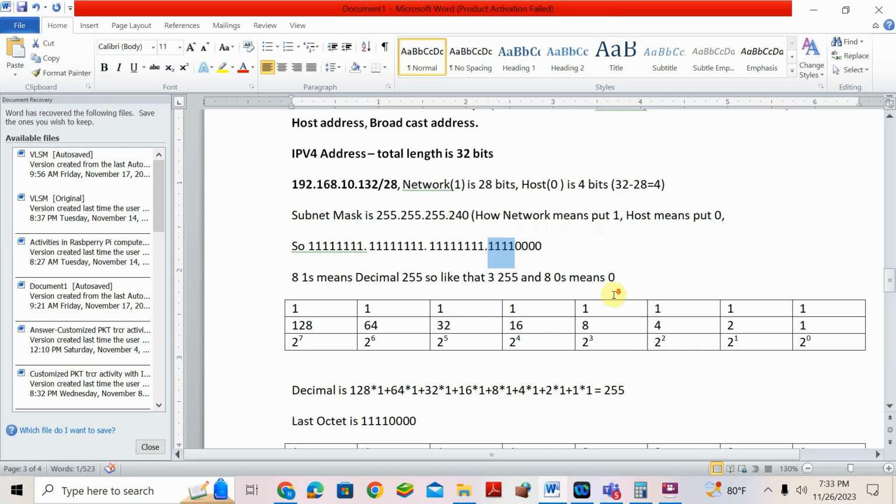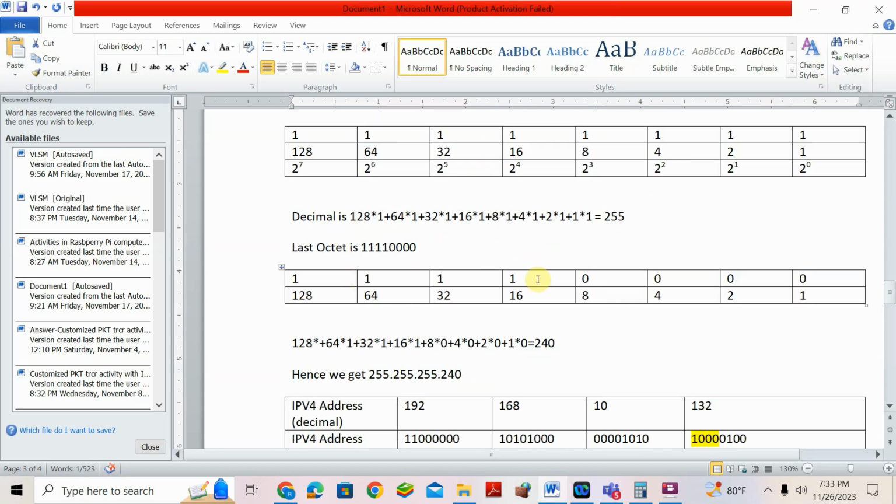How do we get 240? I put here 4 ones and 4 zeros: 128 into 1 is 128, 64 into 1 plus 64, 32 into 1 plus 32, 16 into 1 plus 16. Now 8 into 0, 4 into 0, 2 into 0, 1 into 0. No need to add these, all are 0, right? So 128 plus 64 plus 32 plus 16, you will get 240. You can use a calculator. That's how we got the subnet mask: 255 three times, then 240.